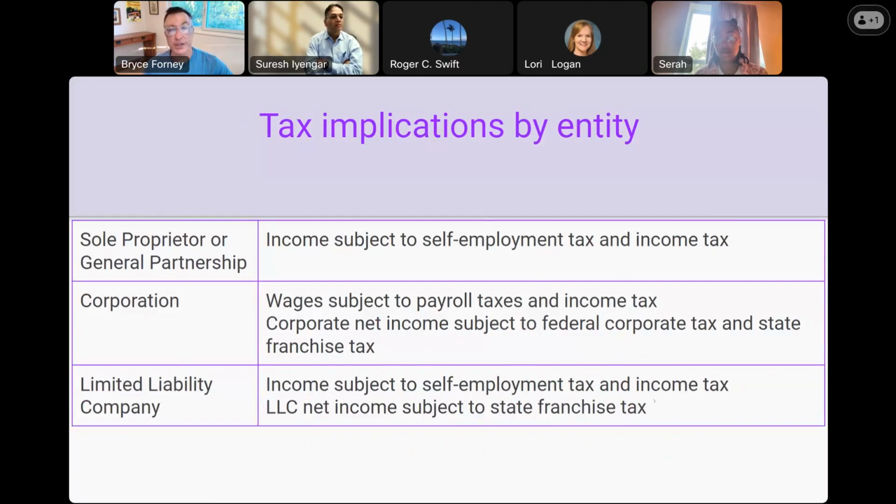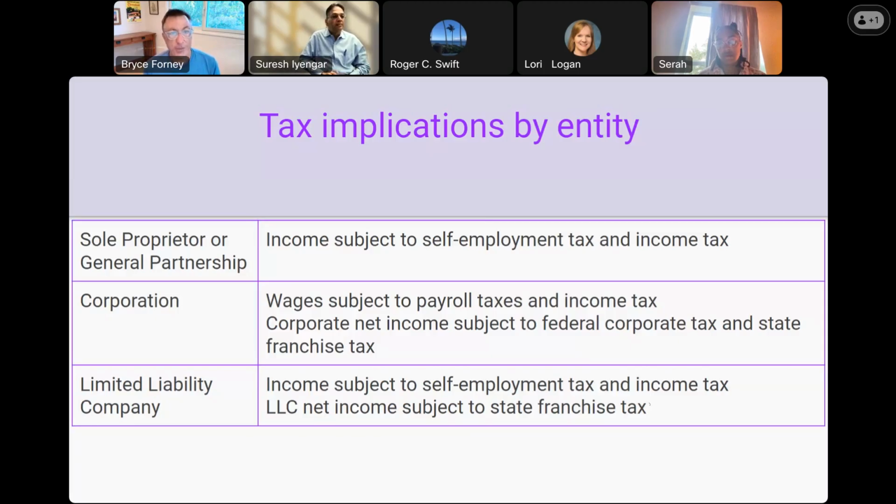So now let's switch gears. We've got the same entity rubric here, but we're going to apply the taxes that are encumbered upon each of these entities. So if you are a sole proprietor, sole owner, or a general partnership, same, not registered with anybody, but you have more than one owner, all of your income, well, your revenue less all of your expenses, your net income, is subject to two taxes. It's subject to self-employment tax and it's subject to income tax.